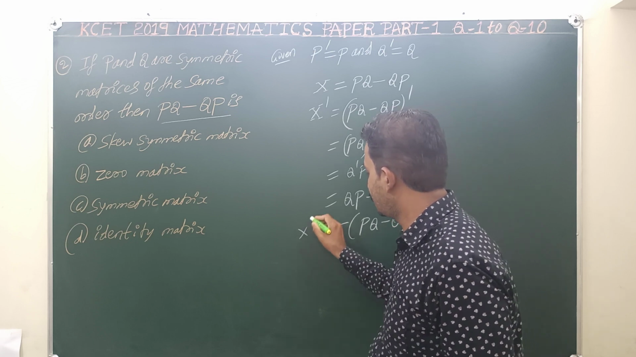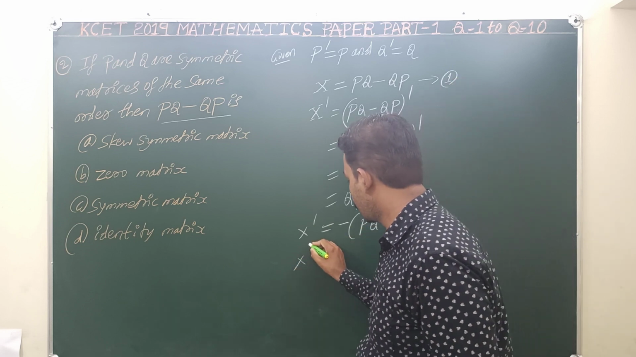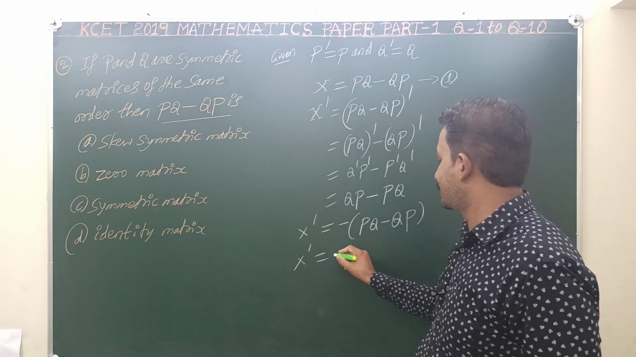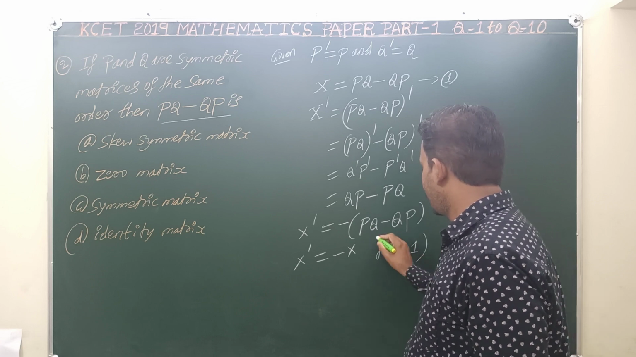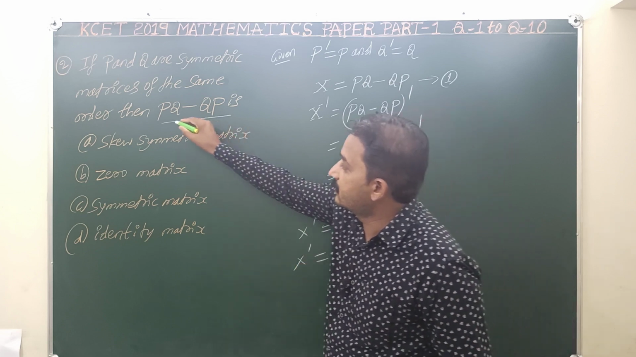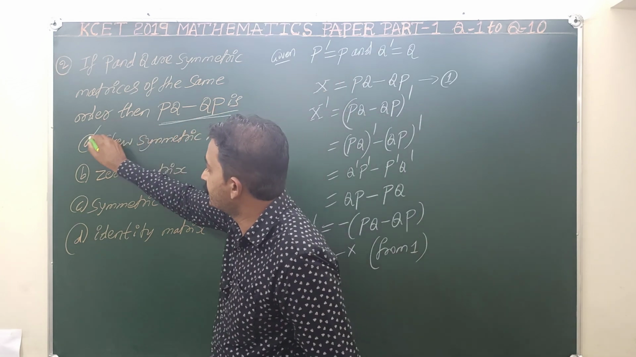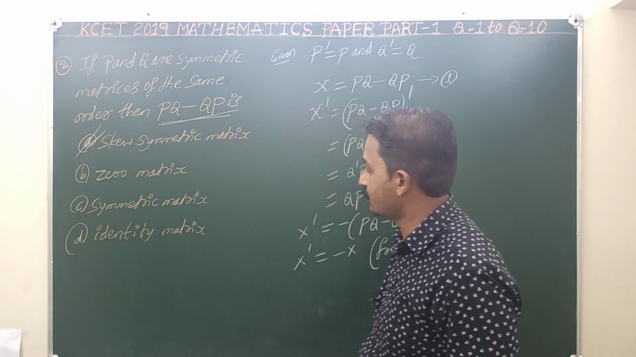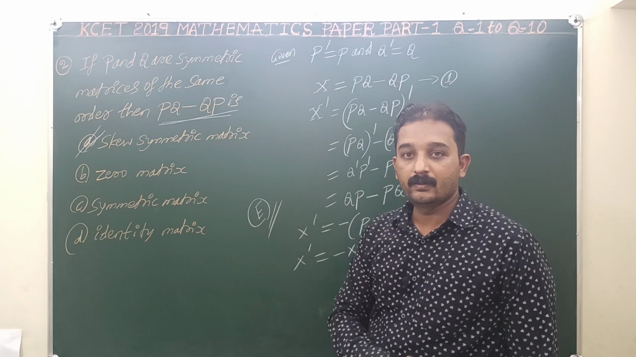So X transpose, this is equation 1, X transpose equals minus X from 1. Hence, according to the definition of a skew symmetric matrix, PQ minus QP is skew symmetric. So this is an easy question, and all the students solve this question.